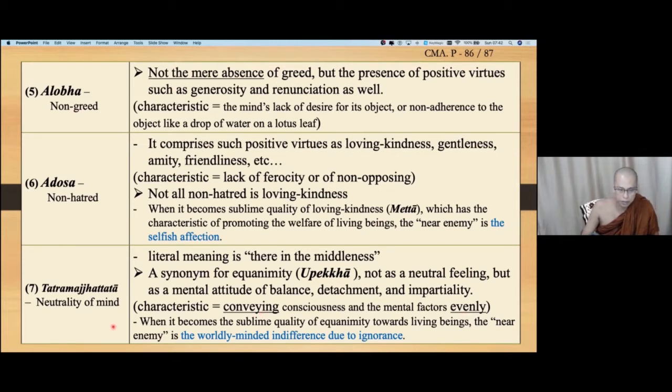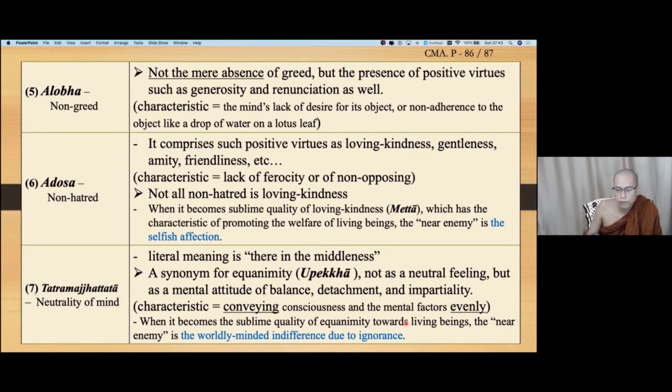That is called Tatra Majjhattata. As we said, this is the synonym for equanimity, upekkha. When it becomes the sublime quality of equanimity, it is also directed towards living beings. Sublime qualities are developed in relation to living beings. Just as metta, loving kindness, is towards the welfare of all living beings, here also equanimity is towards living beings. We can practice this Tatra Majjhattata to the level of the sublime quality of equanimity.